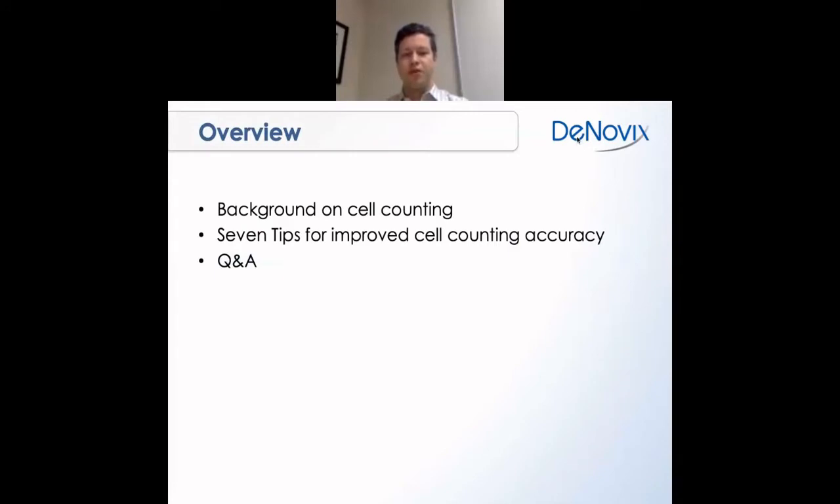So here's the overview of the presentation today. I'll give background on how cell counting works. I assume that everybody already has a good idea of this, so that'll be brief. And then we'll get into the 7 tips for improved cell count accuracy. And then at the end, we'll have a Q&A session.